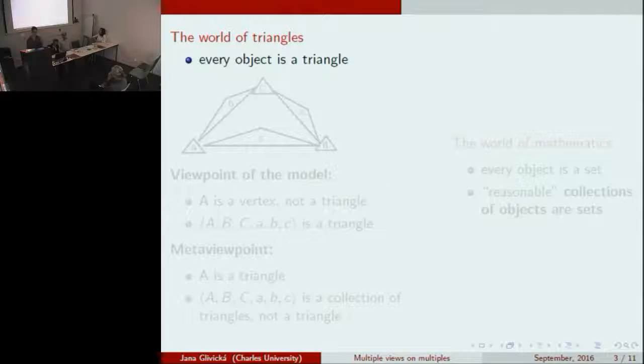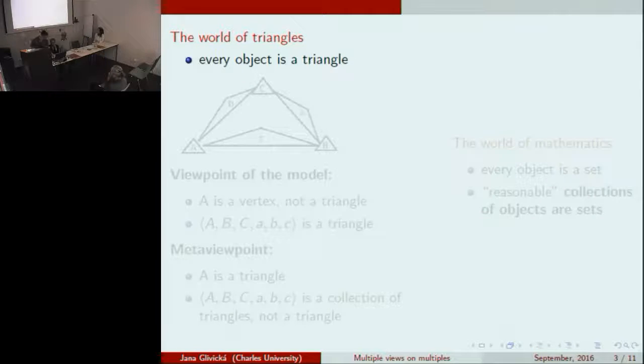Something much worse can happen, and actually something much worse will happen in set theory. So imagine you lived in a world of triangles. What I mean by this is, if you are living in a world of triangles, any object you encounter is a triangle, by definition. So you live in this world of triangles, and you are asked to give a model of the theory of triangles.